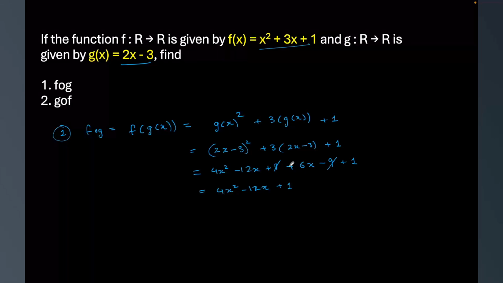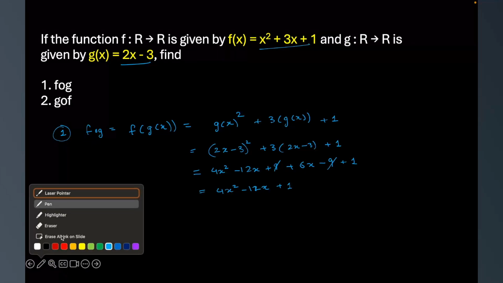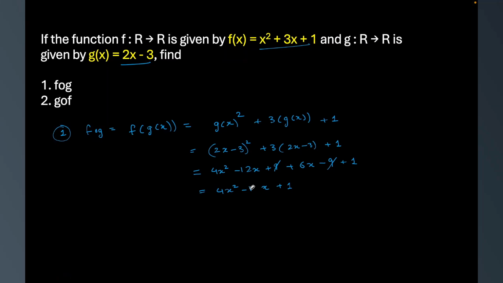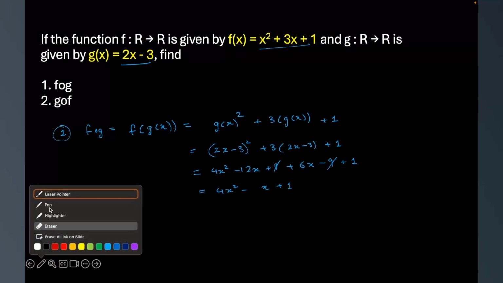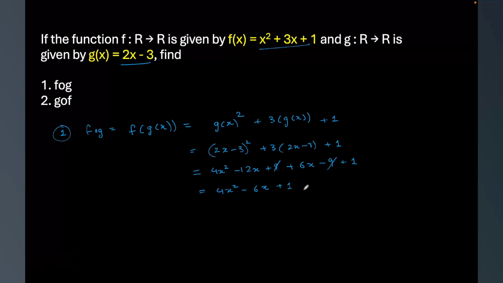Or have I missed something? Oh yes, I have missed something, my bad. This would be minus 6x, not minus 12x. So we have minus 6x plus 1. So that's my f of g of x. Again, pretty simple, nothing too complicated. Let's go to the next page and we can do the second part here.